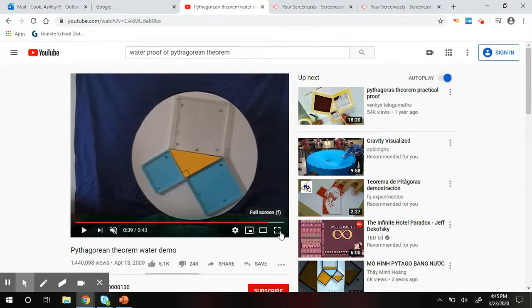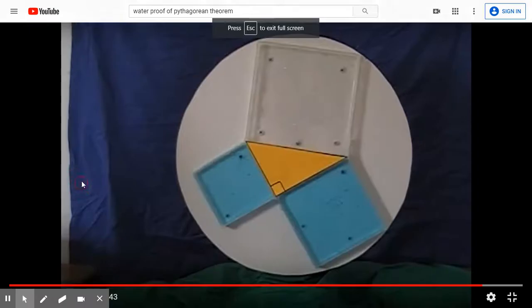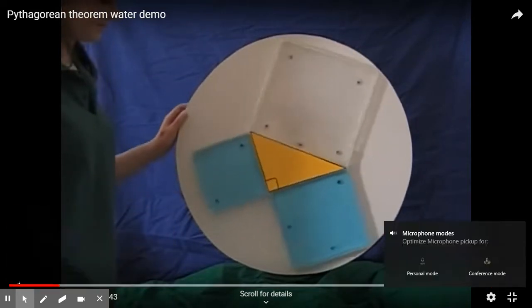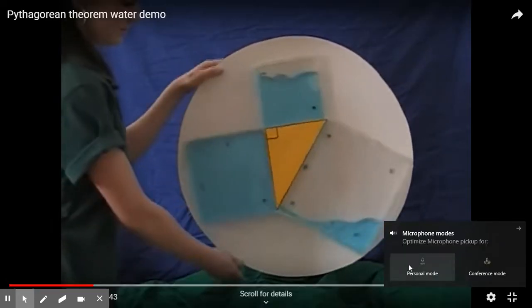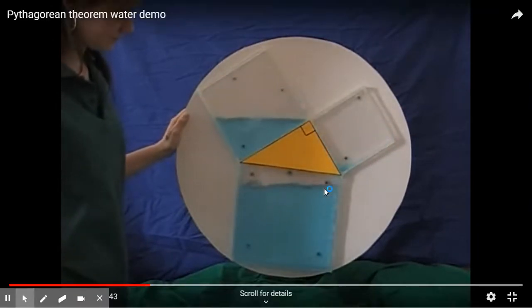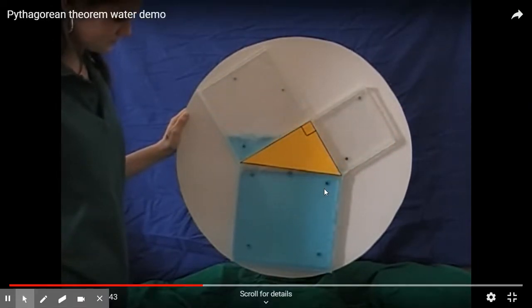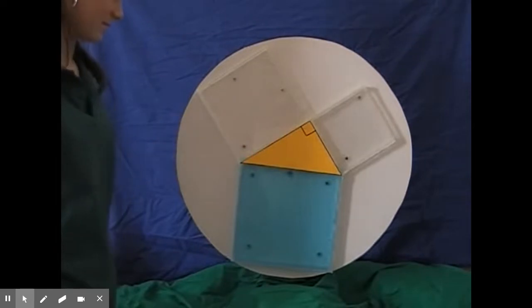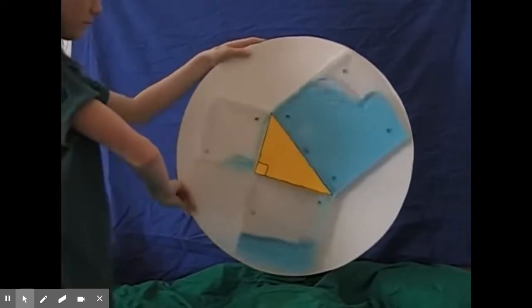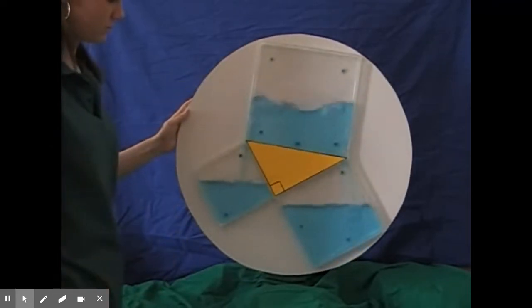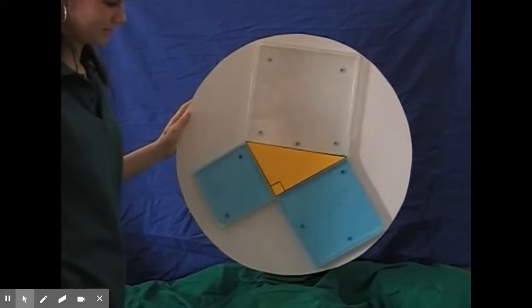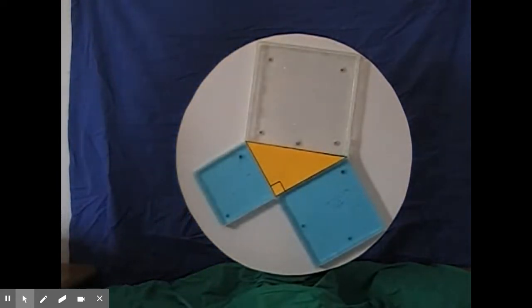So right here, the two little squares are going to equal that big square. Let's see what happens. It should fill all the way perfectly. Bam. Now we're going to turn it back, and we're going to see that the big square is the two little squares. This is the Pythagorean theorem. Ask yourself what side is C. If you're thinking the big square, you are right.